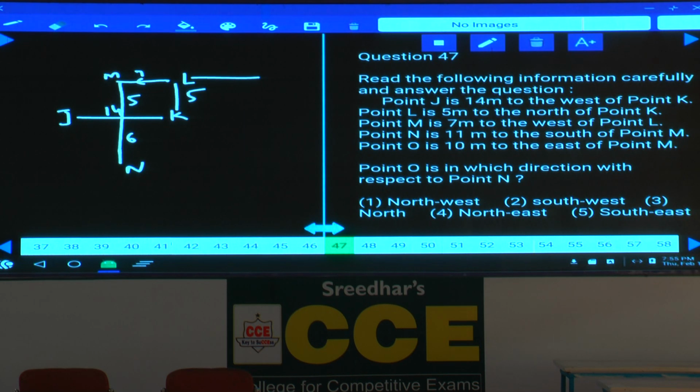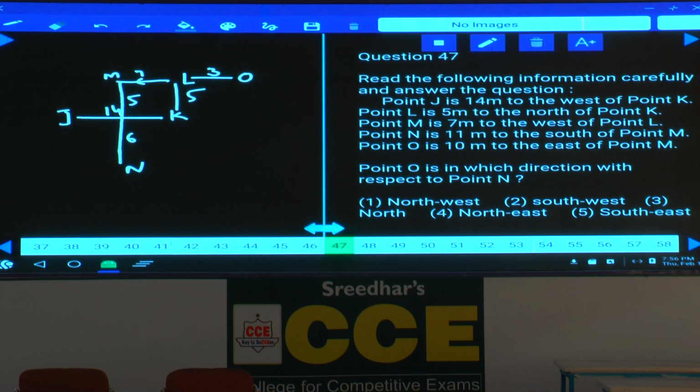N is 11 meters to the south of M. O is 10 meters to the east of M. Now O is 10 meters to the east of M from here. East of M means N. O is 10 meters to the east of M, hence O is here, and the distance between L and O must be 3 meters.